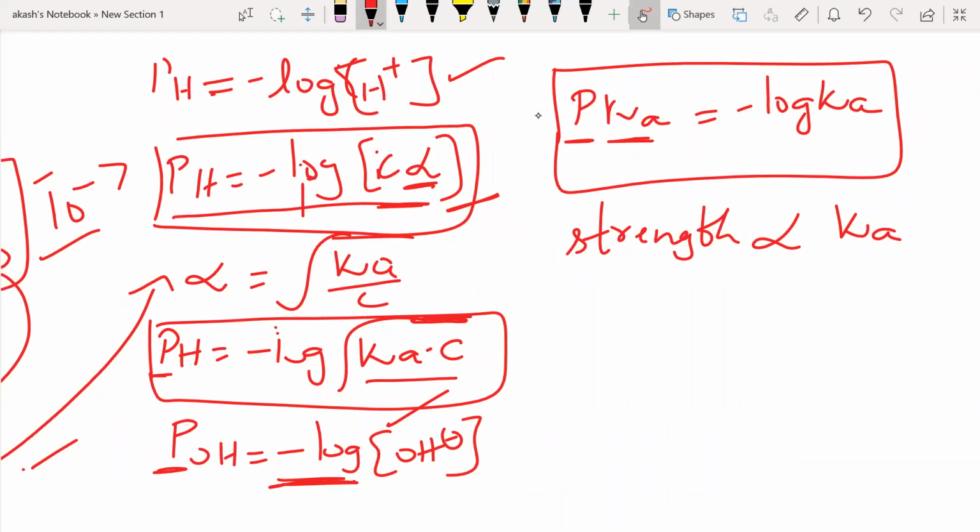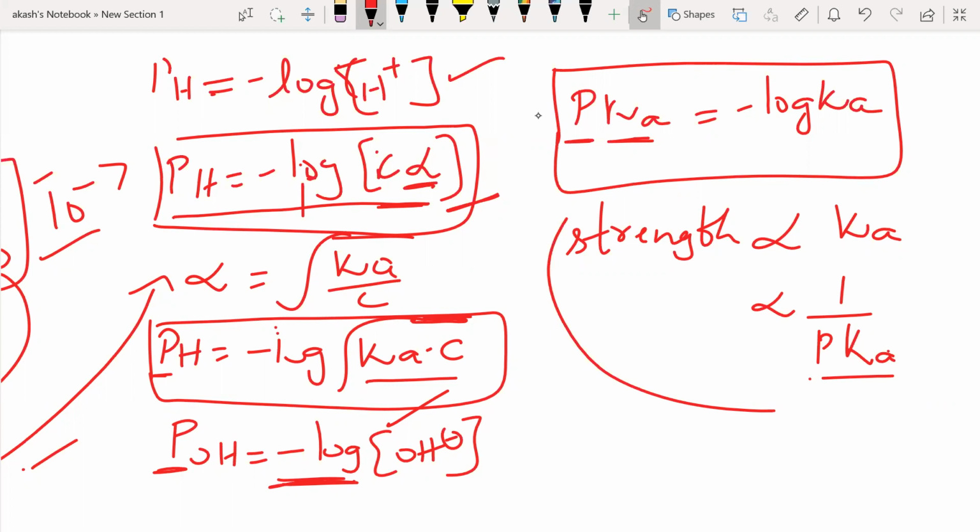And with respect to pKa, strength is inversely related to pKa, guys. Just like with pH, the lesser the pH, the more the strength. In the same way, the higher the pKa, the lesser the strength, and vice versa. So you remember this. Not remember, it's pretty logical. If you look at the values, you can easily put the values and check.